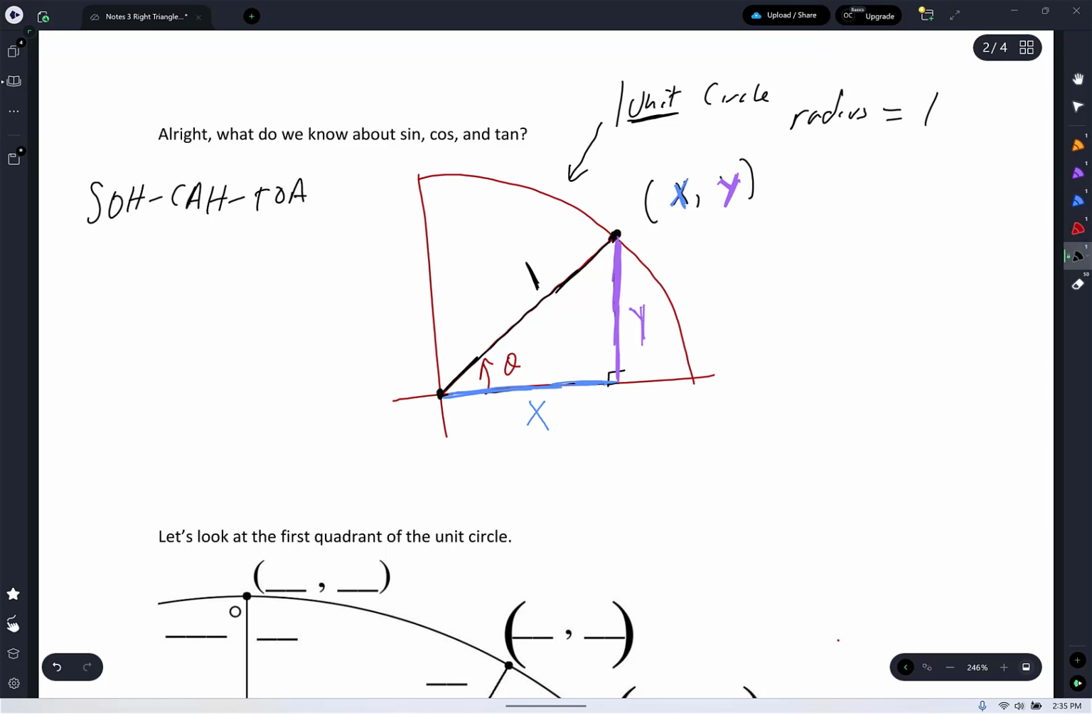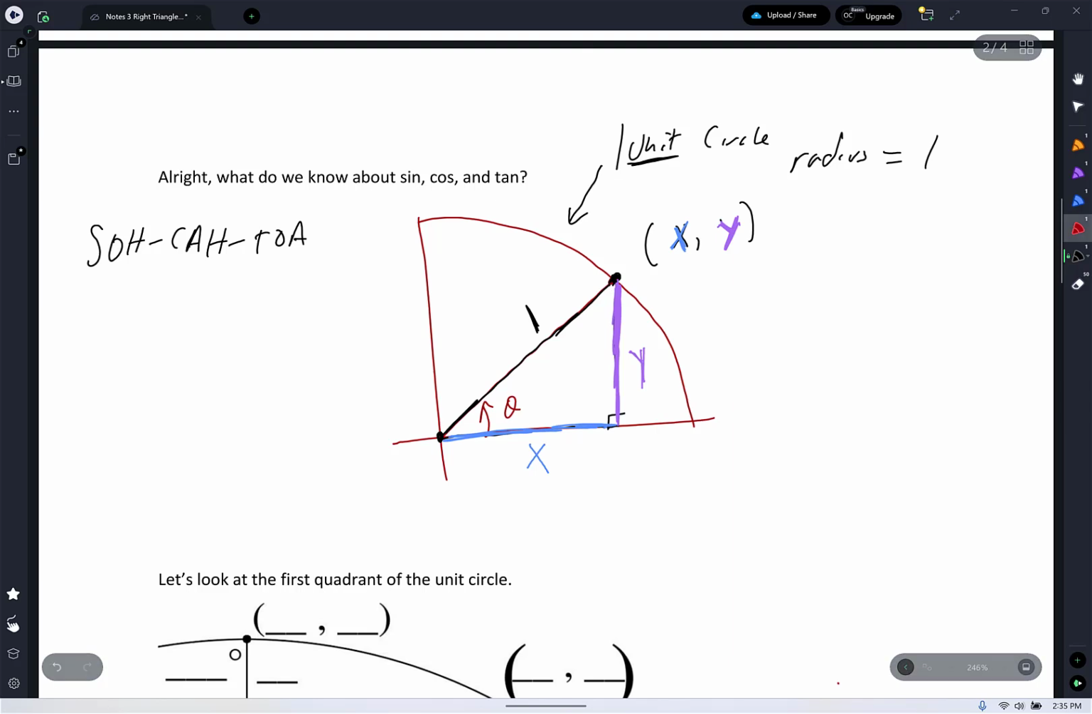So let's go ahead and use this SOHCAHTOA stuff here. I'm going to go back to a neutral color. I'm going to write sine. I'll use it in red. Sine of this angle here is opposite over hypotenuse. Well, opposite is my what? What letter do you see? Y over 1. So isn't y divided by 1 the same thing as just saying y? So anytime we say sine, we're going to use the y coordinate of the unit circle. Cool or not cool? Cool.